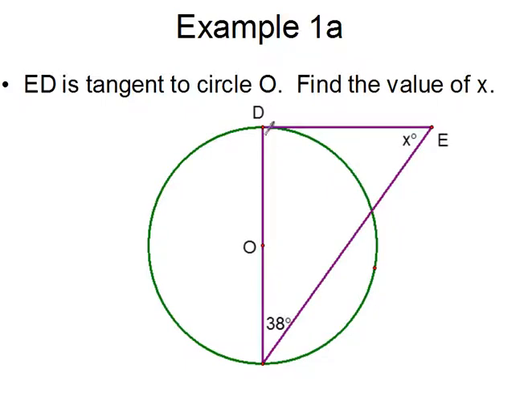Alright, for this one it says ED is tangent to circle O. Find the value of x. So if ED is tangent, that means there's a right angle right here. And we know that triangles add up to 180. So if you take 180 minus 90 minus 38, you get 52 degrees.